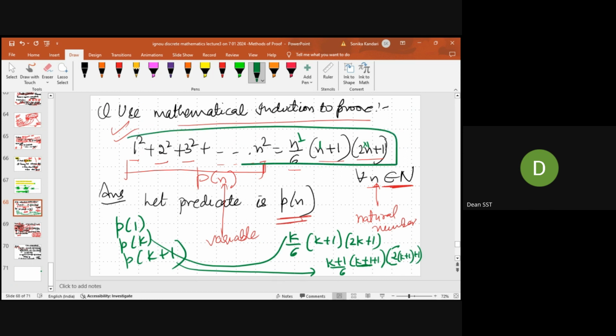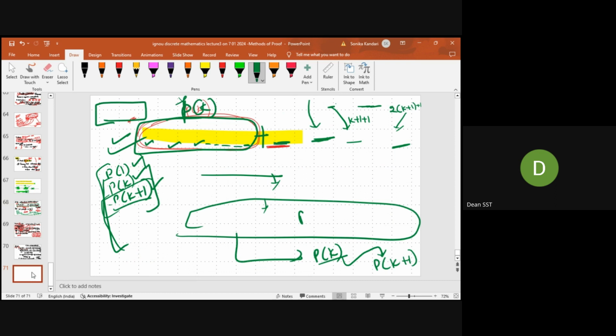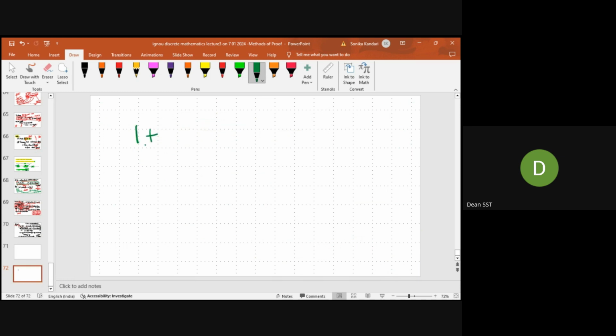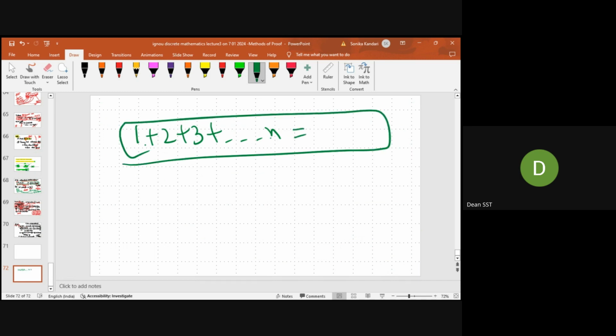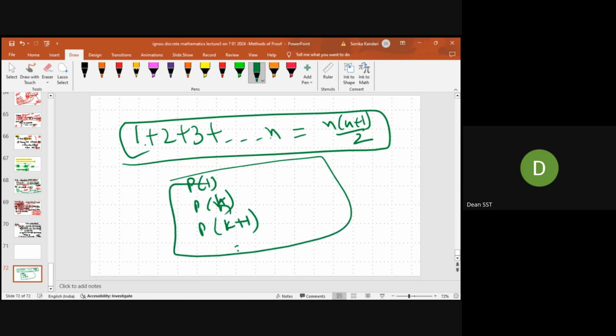In the same fashion, you can use mathematical induction for other cases also, like for the sum of first n natural numbers. What is the formula? n into n plus 1 by 2. Yes, class? Yes, ma'am. That's right. You can also use P(k plus 1) and so on. You can check for this also.